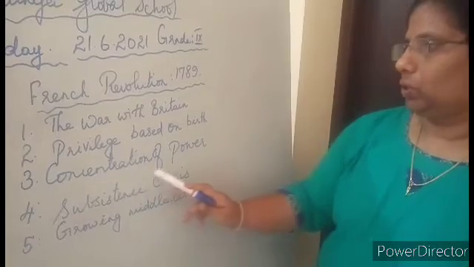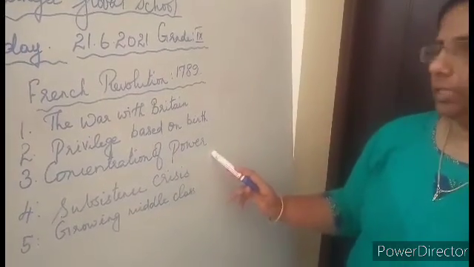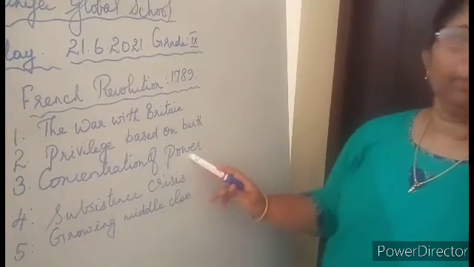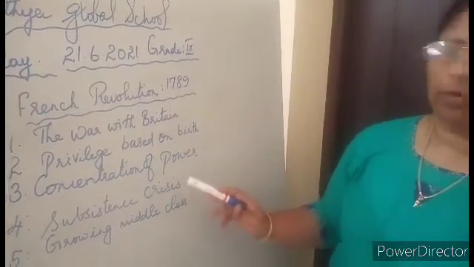Then third cause, concentration of power. Power was in the hands of both the nobles and the clergy. The peasants did not have any power of their own.